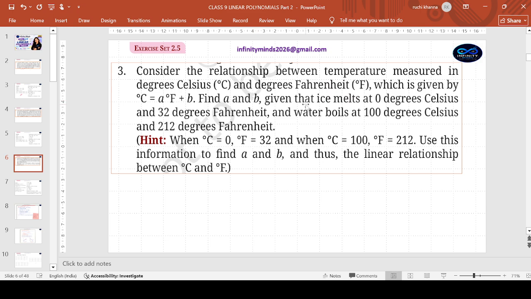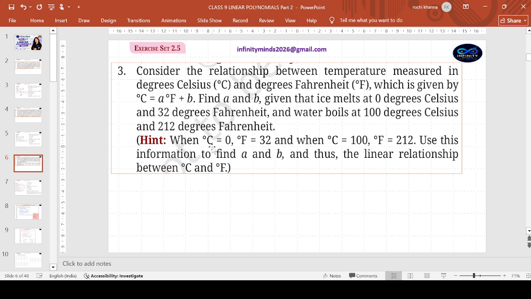Find A and B given that ice melts at 0 degree Celsius and 32 degree Fahrenheit. So when ice melts at 0 degree, which we are very commonly aware of, at that very moment what temperature would the thermometer show in Fahrenheit? It would show correspondingly 32 degrees. And similarly, when water boils at 100 degrees Celsius, the corresponding mark for Fahrenheit is 212 degrees. Now, the hint given is, children, you have the problem solved. In fact, the entire problem is solved. The hints are normally useful.